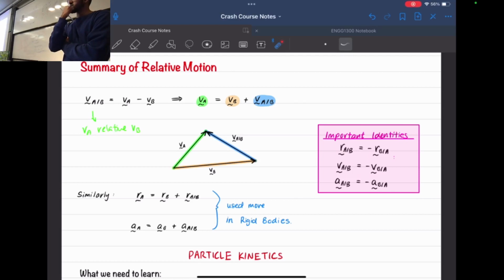Once everyone's got that copied down, I'll move on to particle kinetics. So that covers pretty much all of particle kinematics. I'll move on to particle kinetics now.